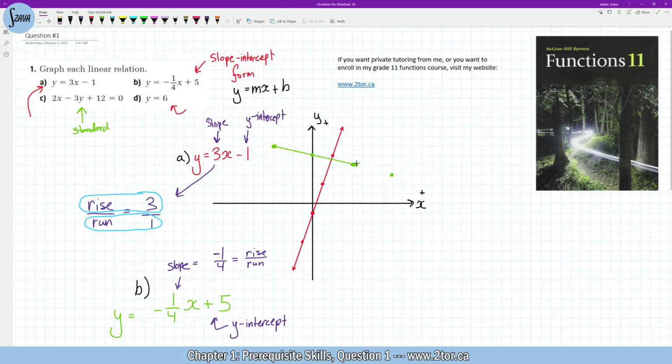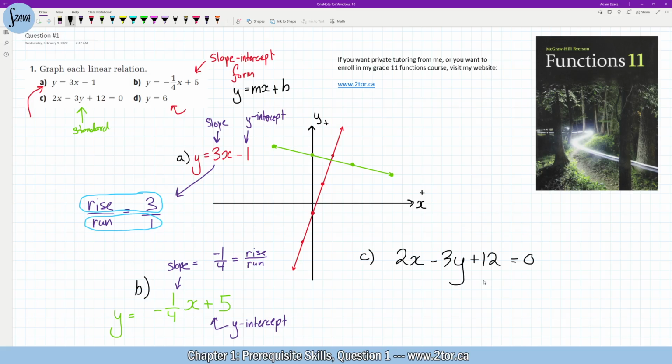So I can just plot that quickly here. There we go. Okay, so there we go. We've plotted 2 lines so far. That's part A and part B. So now part C is going to be a little bit trickier. Part C is 2x minus 3y plus 12 equals 0.